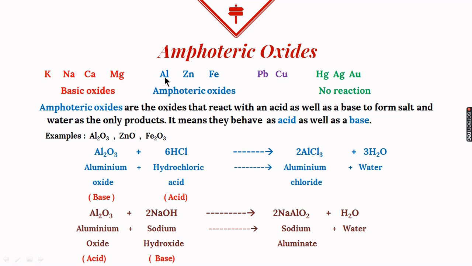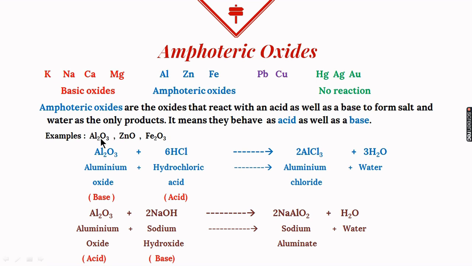But the oxides of aluminium, zinc and iron behave as amphoteric oxides. Amphoteric oxides are those oxides which react with acid as well as base to give salt and water, which suggests that they are behaving as acid also or base also. So we'll take the examples of these three oxides one by one.